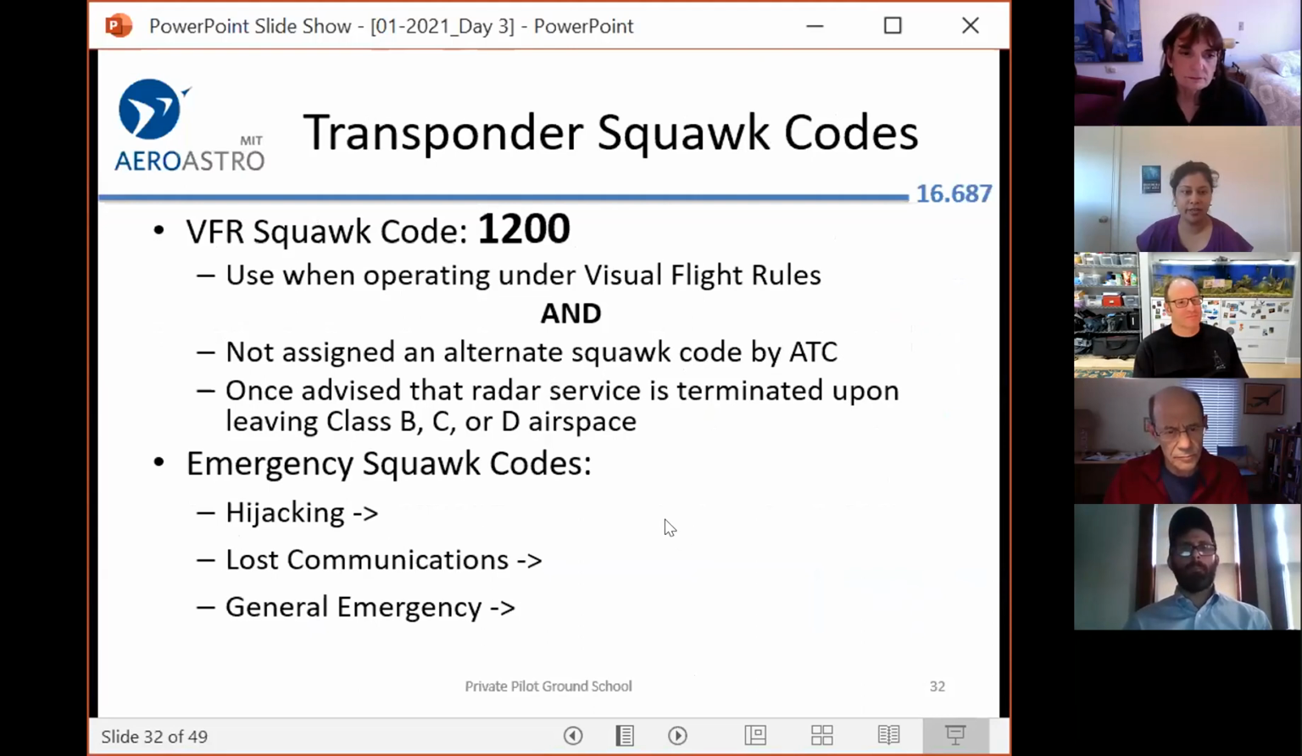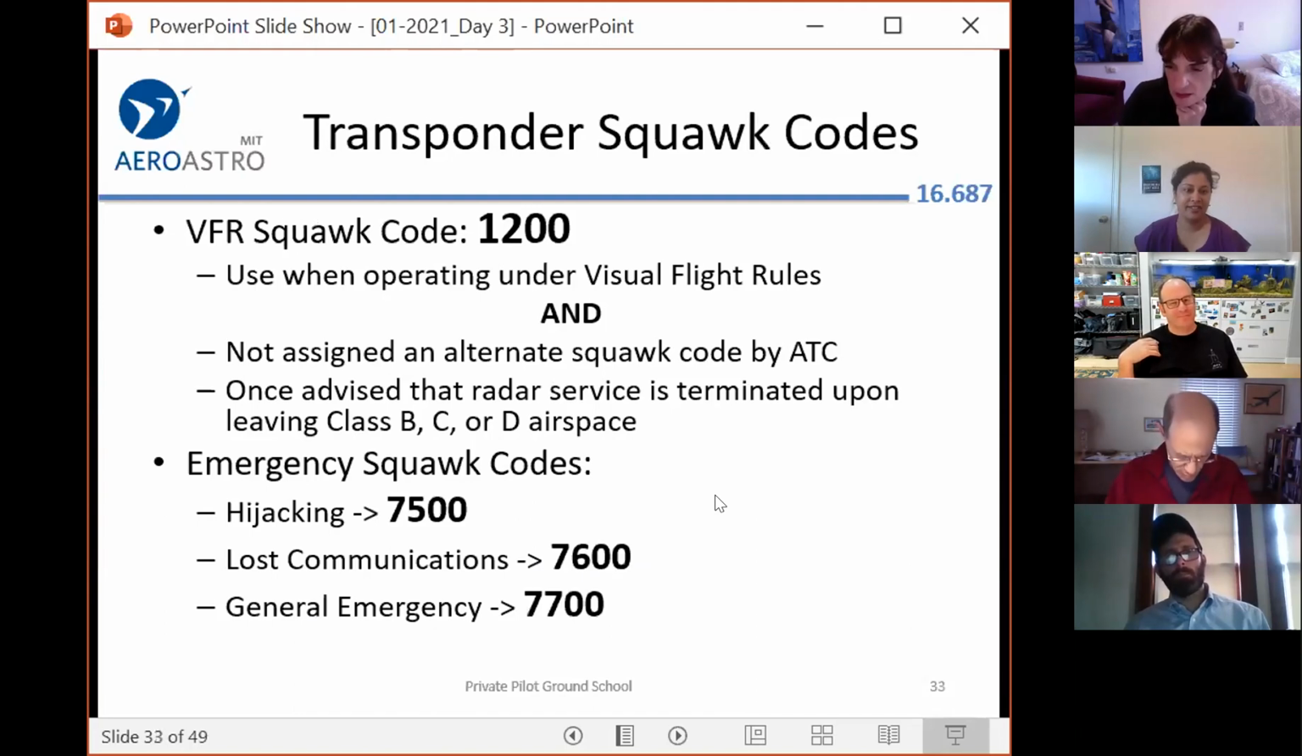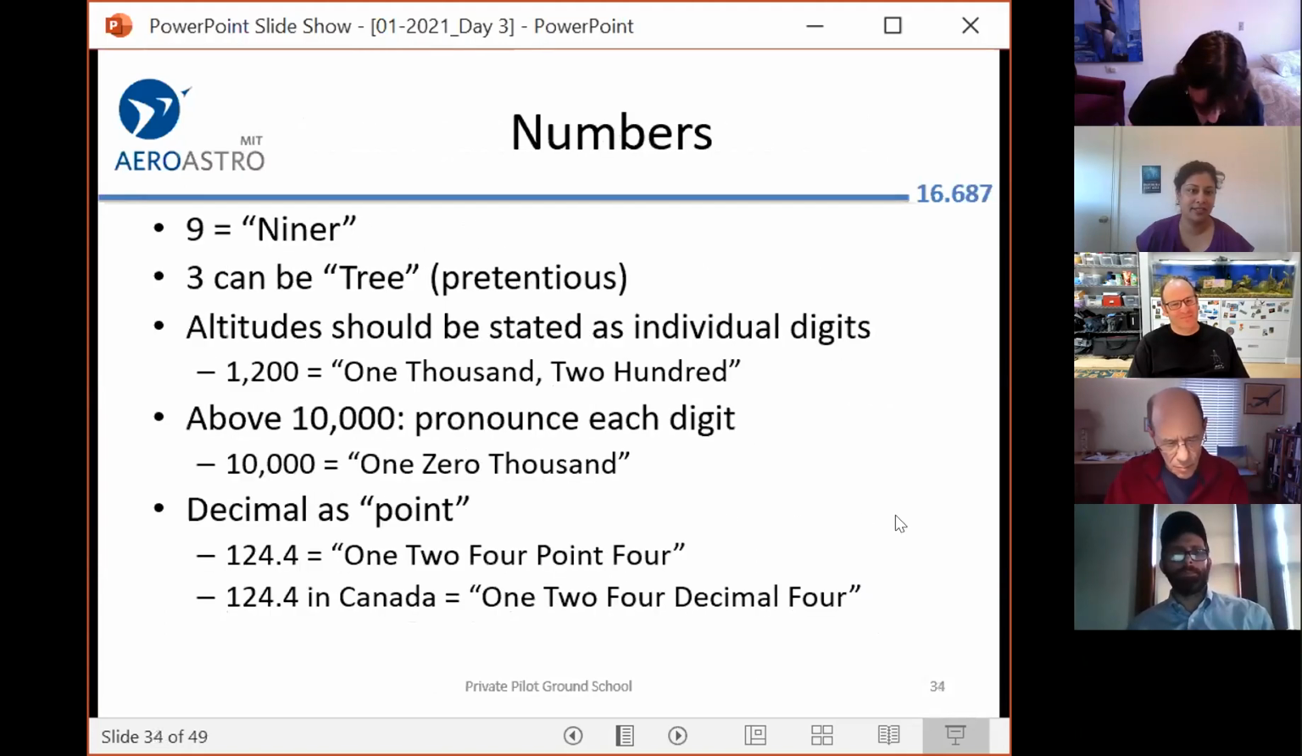So does anyone know what it is if you got hijacked? Yes, 7500. What about lost communications? Yes, good job. And general emergency. Very good. These are very important to know. Don't mess around with the hijacking one. You might find a jet fly up beside you, so please don't mess around with that one.